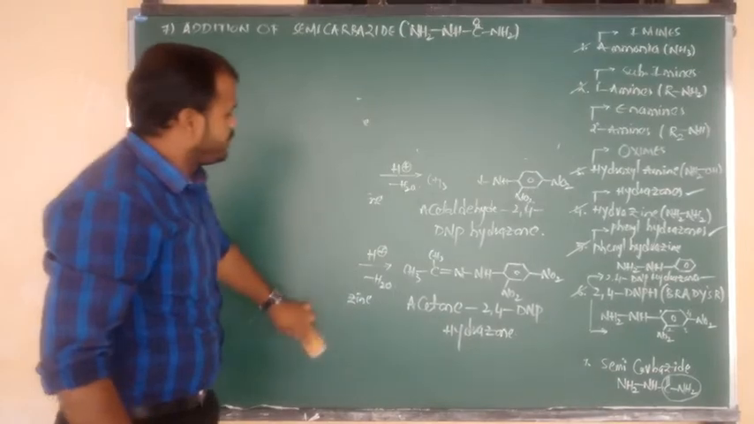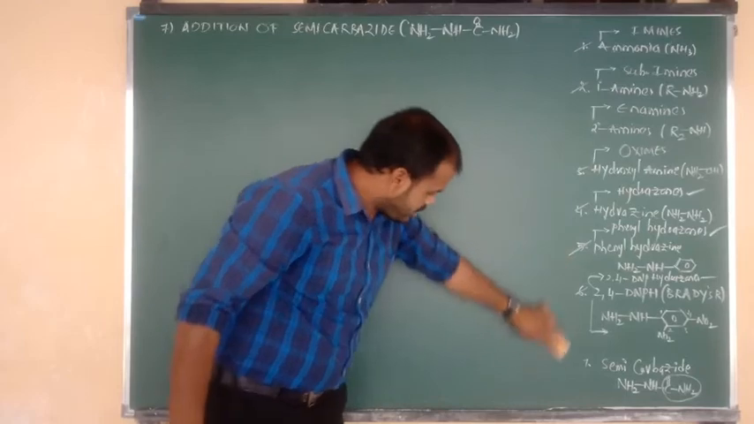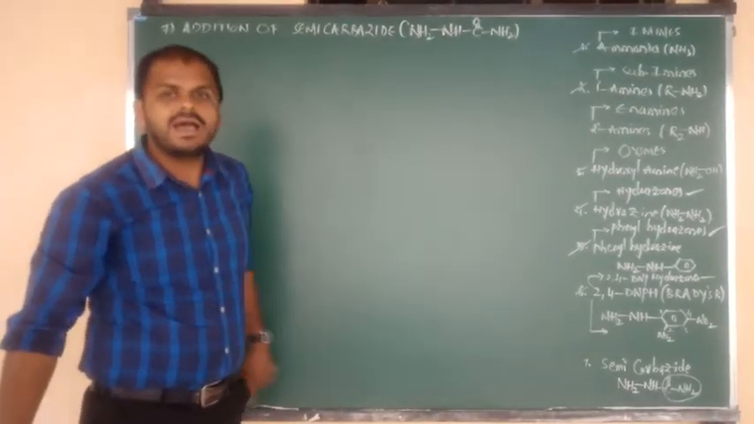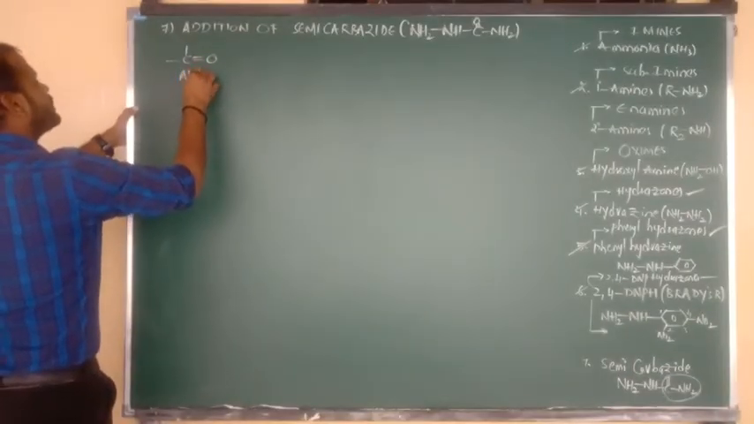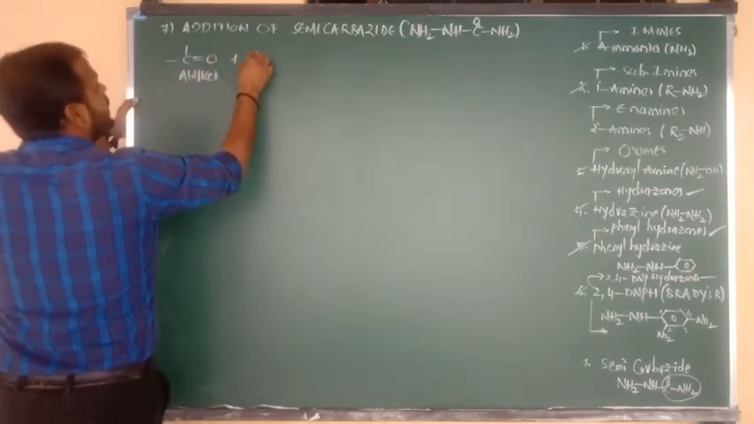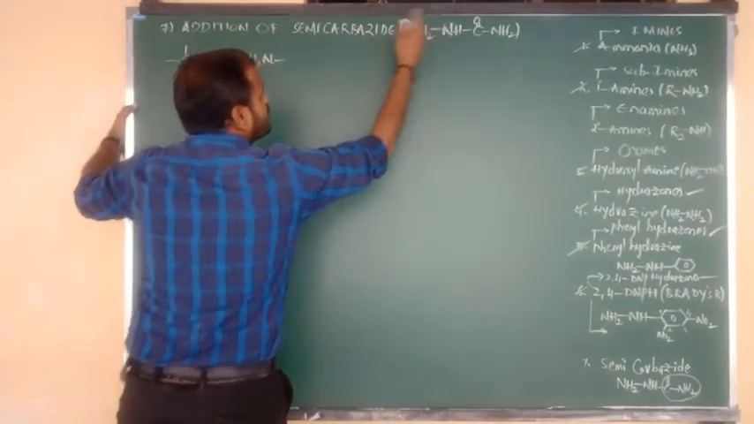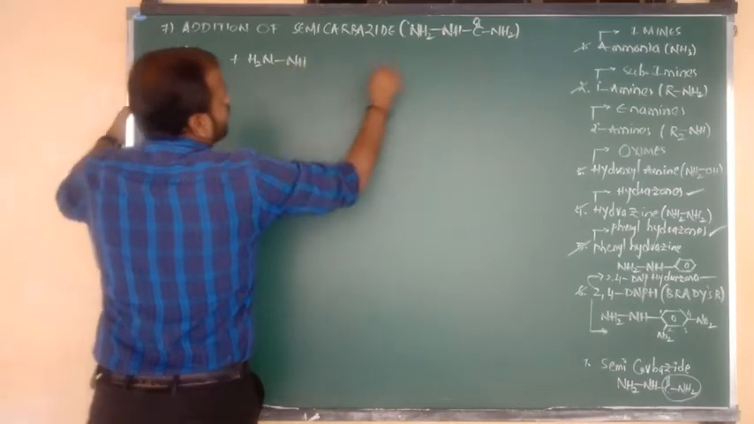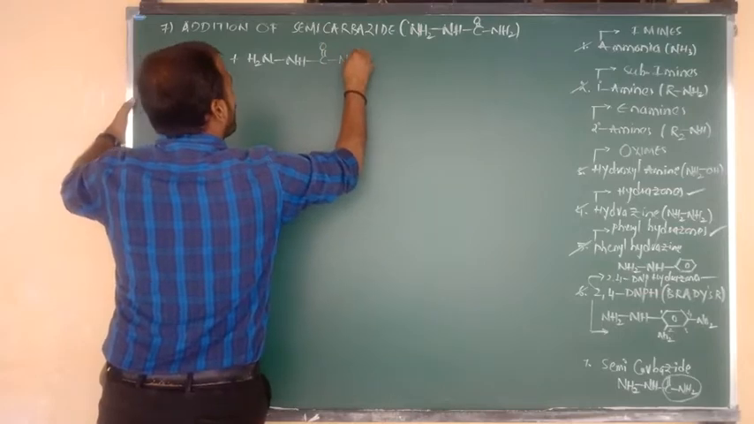So in nucleophilic addition and elimination reactions, this is the last reaction. The question is, how is semicarbazide added to aldehydes and ketones? I am going to show the reaction directly. Aldehydes and ketones have the carbonyl functional group. Upon addition with semicarbazide, whose formula is H2N connected to another NH, and NH connected to amide. The amide formula is C double bond O NH2.